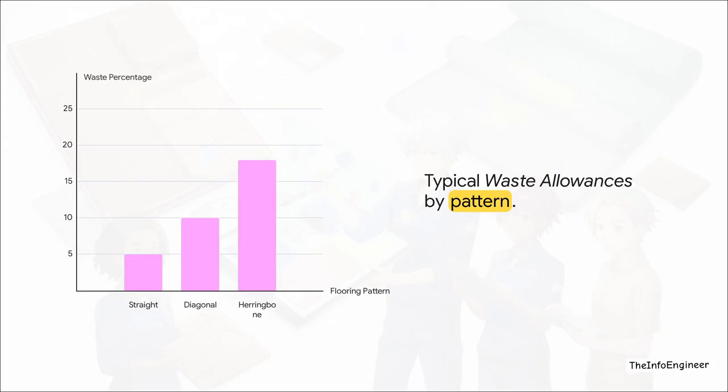A standard straight lay hardwood floor? Sure, that might only need a 5% buffer. A diagonal tile layout jumps to 10%. But look at a herringbone tile pattern. You need anywhere from 15% to 22% extra material just to cover the waste. If you applied that just add 10% myth to a herringbone layout, there is no way around it. You would run out of materials with a quarter of the room still left to go.